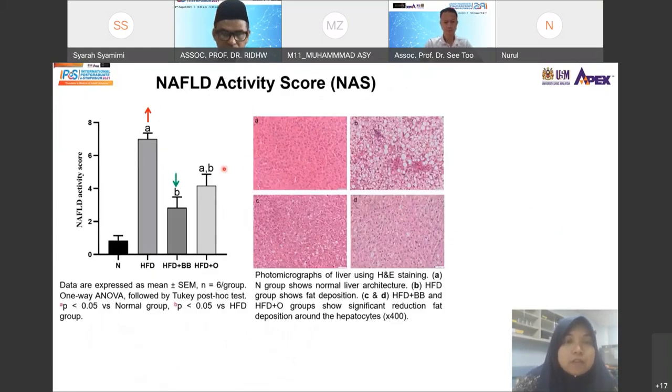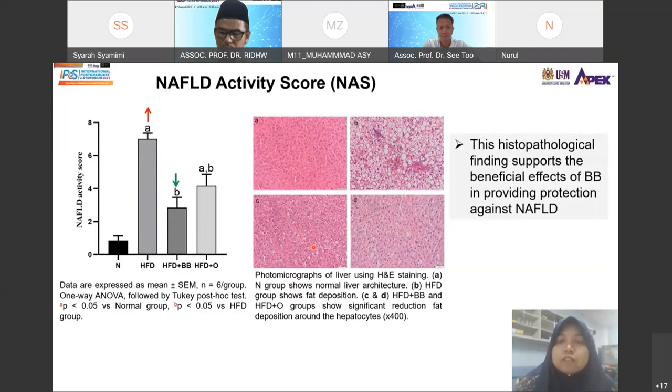So this figure showing the NAFLD activity score. Our study demonstrated significant increase in NAFLD activity score in high-fat diet group compared to normal group, whereas intake of bee bread significantly reduced this NAS score compared to high-fat diet group. The photomicrographs of liver also show normal liver architecture in normal group, whereas we found more fat deposition in high-fat diet group. And the intake of bee bread and also orlistat reduce the fat deposition in the liver tissue. So this histopathological finding supports the beneficial effects of bee bread in providing protection against NAFLD.